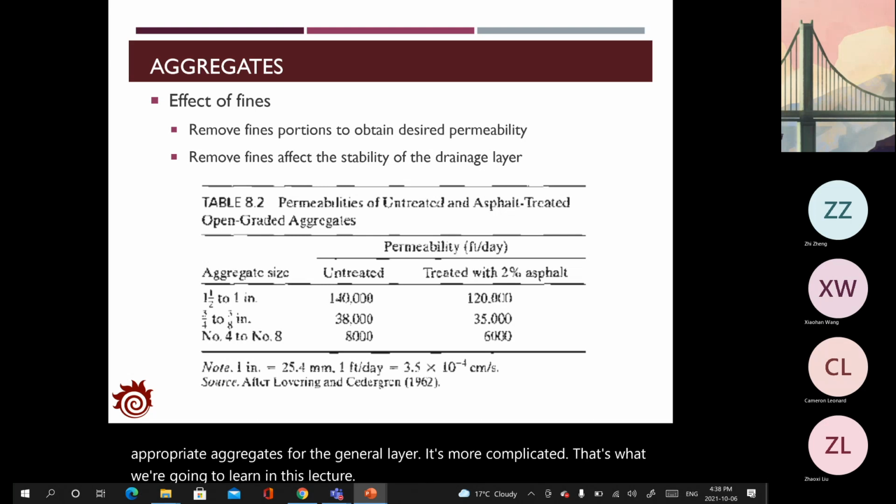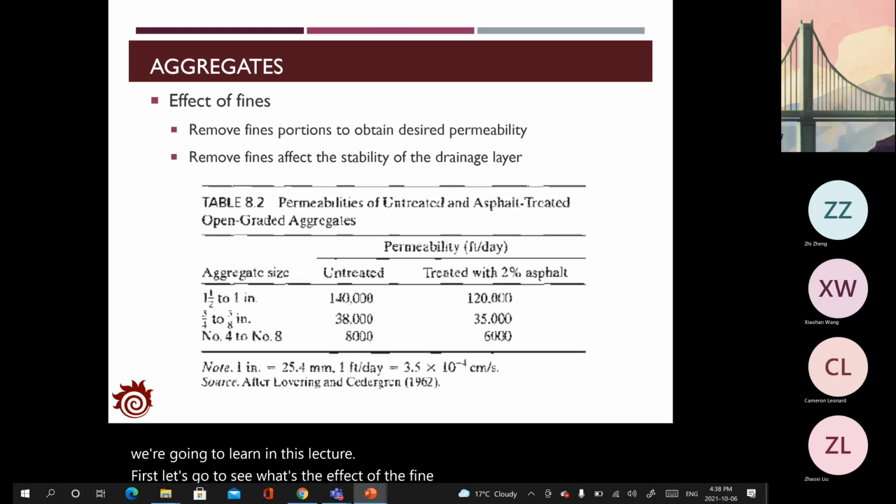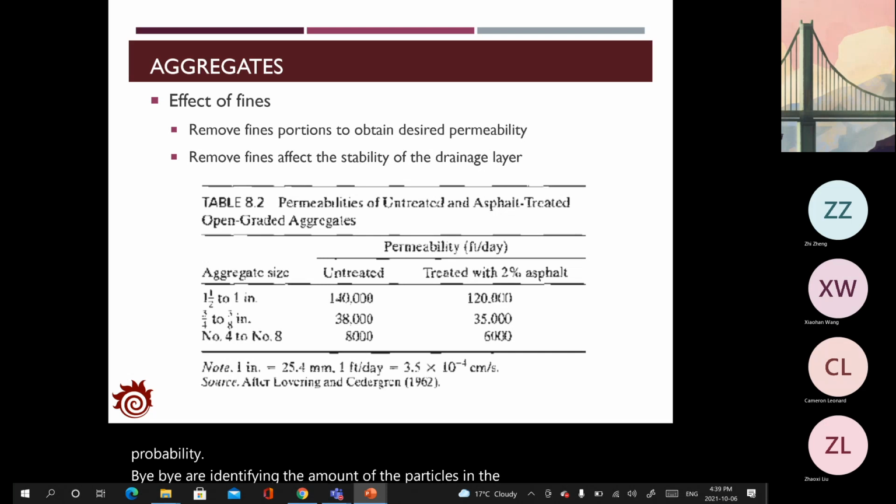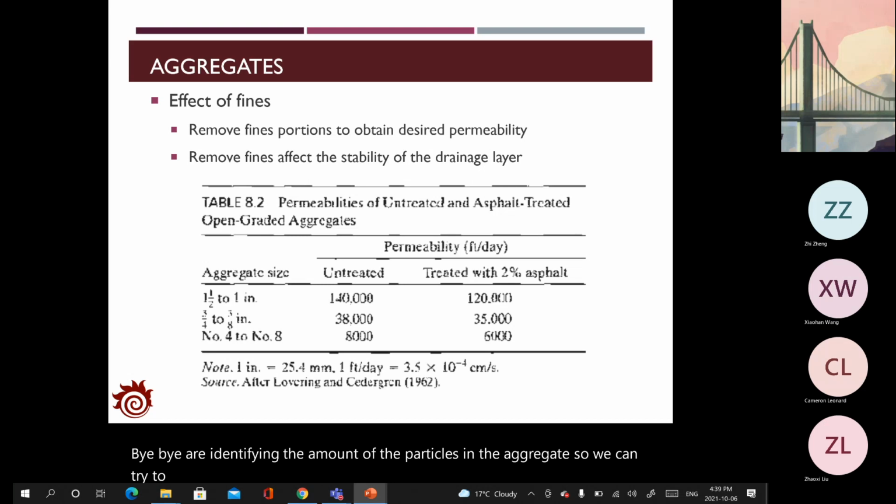First, let's see what the effect of the fine particles is. Usually, if we remove the fine particles from the aggregates, we are able to increase the permeability. By controlling the amount of fine particles in the aggregates, we can get the desired permeability that we want for the pavement design.